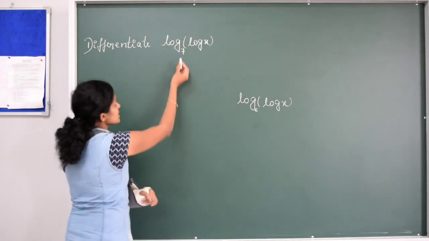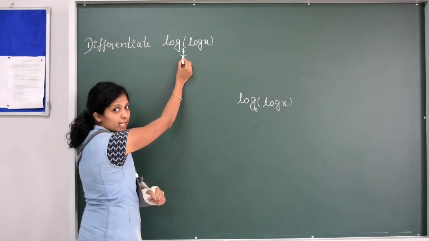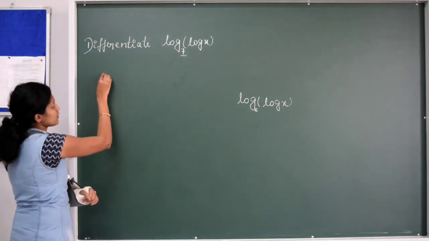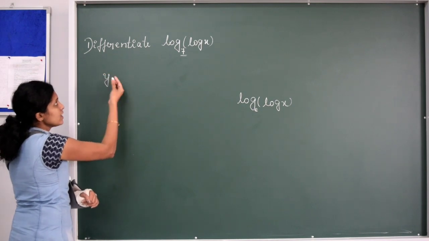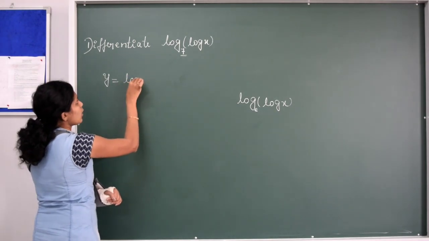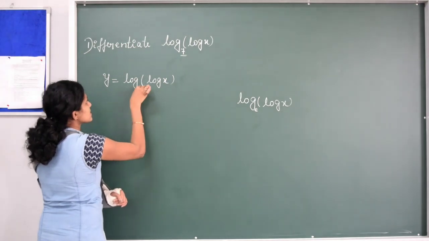But here you can see that the base of this log of log x is 7, so directly we cannot differentiate this one. First, what you have to do is consider the given function as y. This is very important; without considering it we cannot differentiate this. First we consider y equal to log of log x to the base 7.